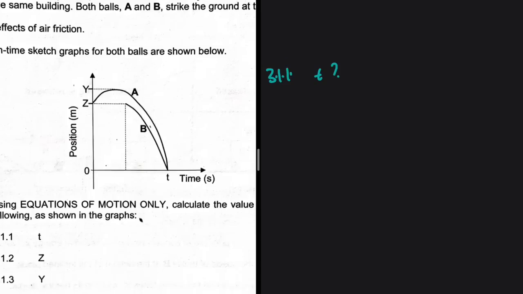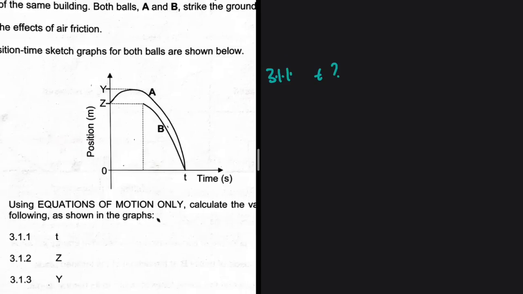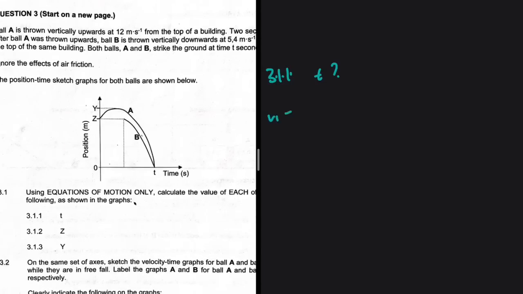So if I concentrate on ball A, we have an initial velocity. I always take up as positive, so the initial velocity is going to be 12, which is positive. The acceleration is minus 9.8. And then I'm looking for time t. That is all I have as far as ball A is concerned. So with two variables, I'm not going to be able to calculate the time. I need 3 so that I can pick an equation, and then the unknown will be the fourth.